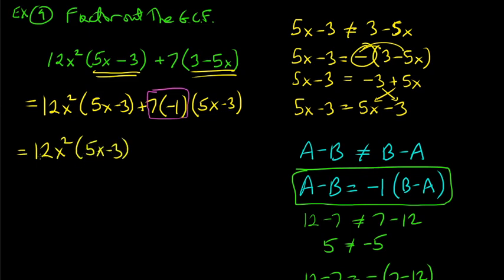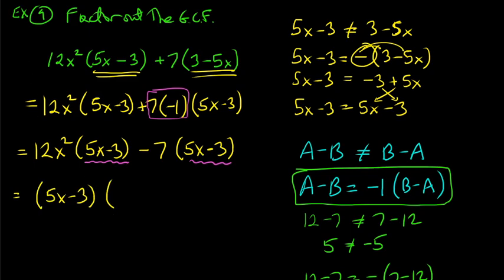So everything else is the same, 12x squared times 5x minus 3, but now it's negative 7 times 5x minus 3. And by doing that, now we can see that we have the exact same thing in both terms, 5x minus 3 and 5x minus 3. So that is our GCF, and that's what we can factor out, the 5x minus 3. Okay, so what does that multiply? Well, it multiplies 12x squared minus 7.